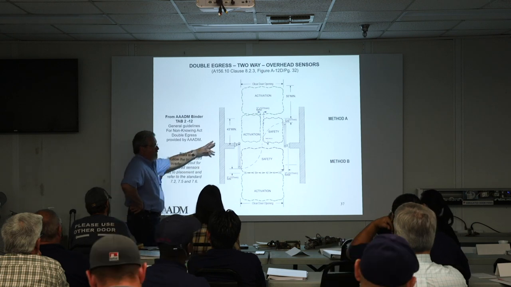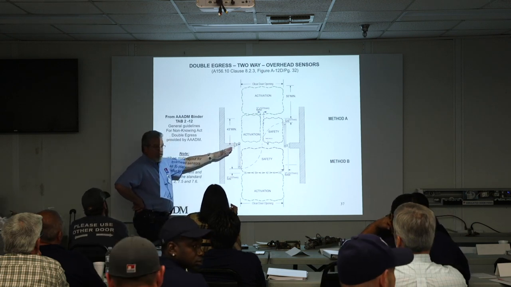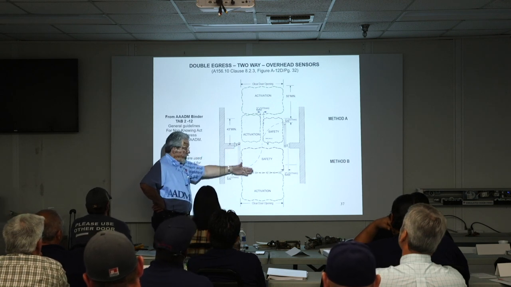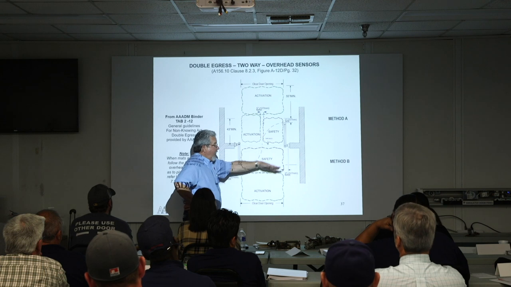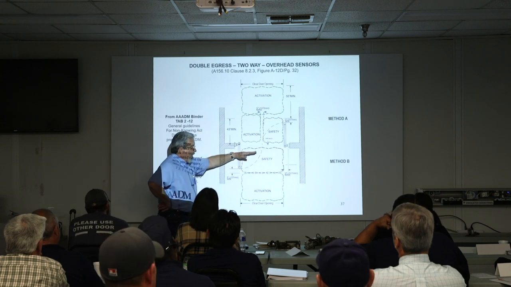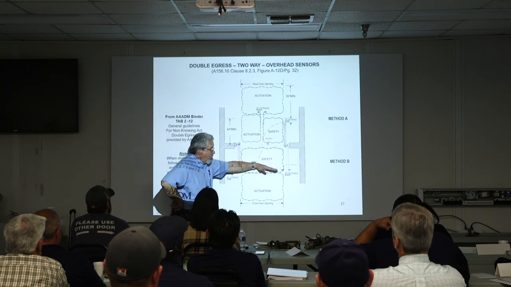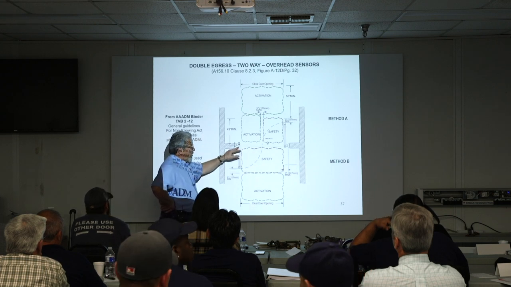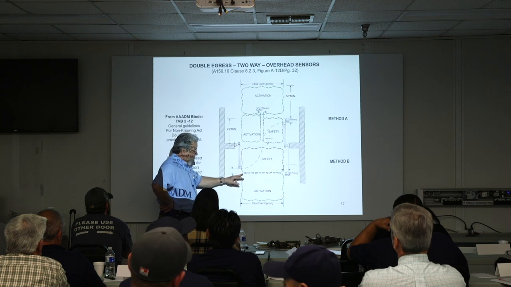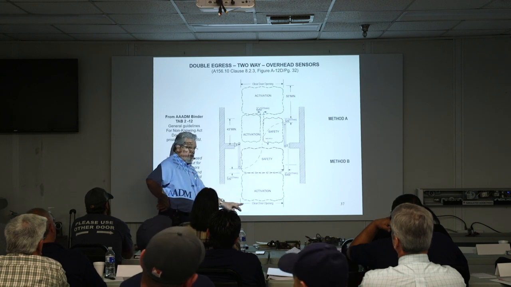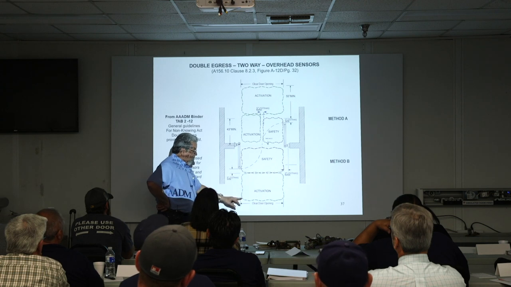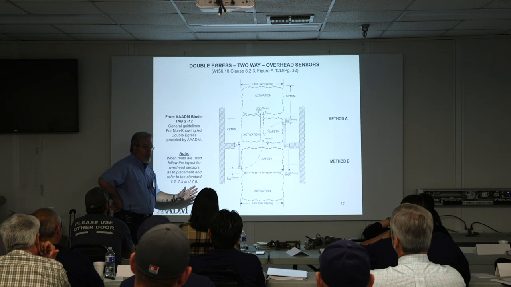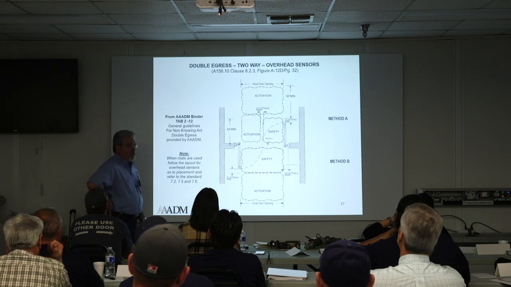So this is an example of the same double egress pair of doors, except this is not using door-mounted sensors, this is using overhead-mounted sensors. And you see, once again, there's a method A and a method B, but you have to have a safety detection zone on this side of the pair of the double egress doors, and then you have to have activation well beyond the lead edge of the door, so that as traffic is approaching, the doors have time to get open before the pedestrian gets into the path of the door.